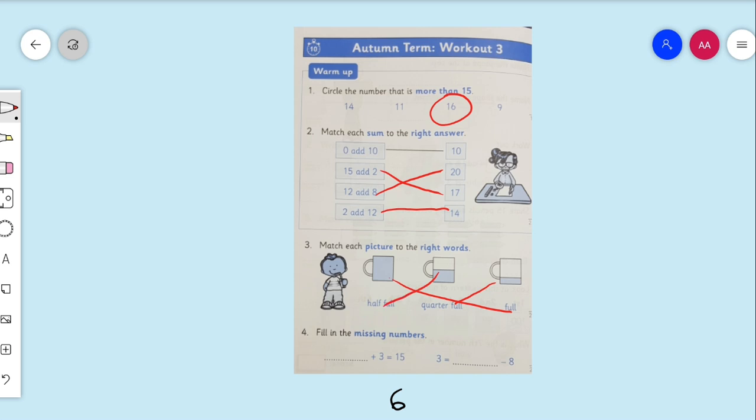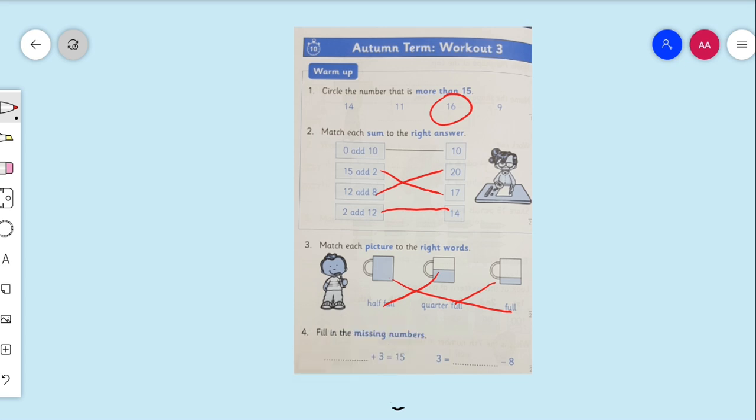Okay, now let's do question number 4. It says, fill in the missing numbers. So it says something add 3 equals 15. So when there's a missing number here or a missing number here, the answer here has to do the opposite. Like if this is plus, the opposite of plus is take away. So we do the answer take away this number, which gives us what we need to write here.